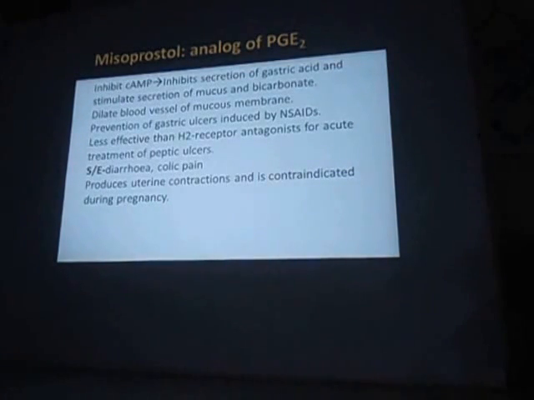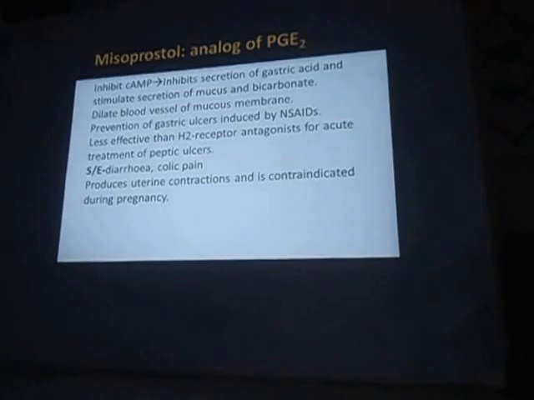So prostaglandin mediated vasodilation is there. Okay, so once more and more vasodilation, more and more glucose production is there, and they are helpful in gastric ulcers induced by NSAIDs. Why is it so?